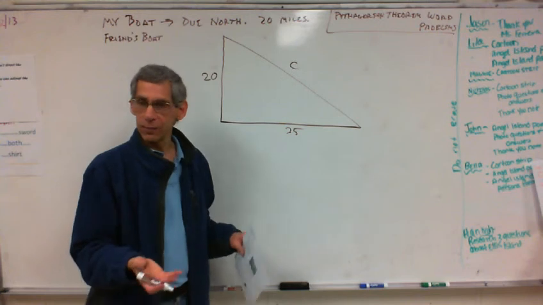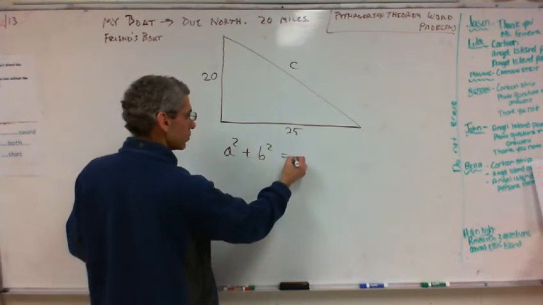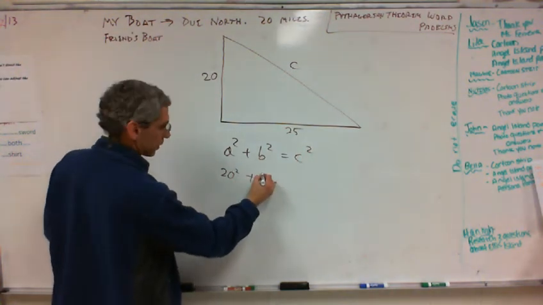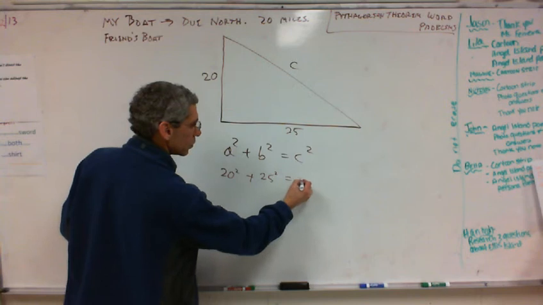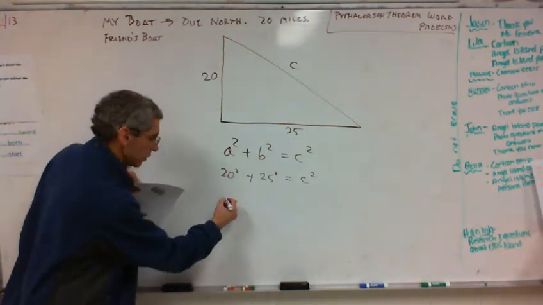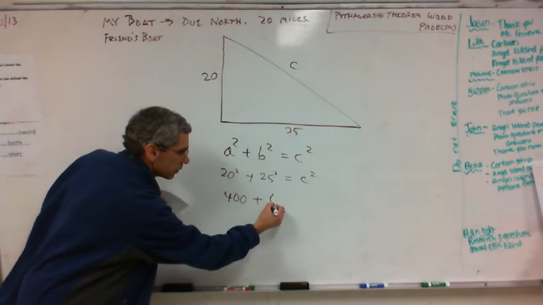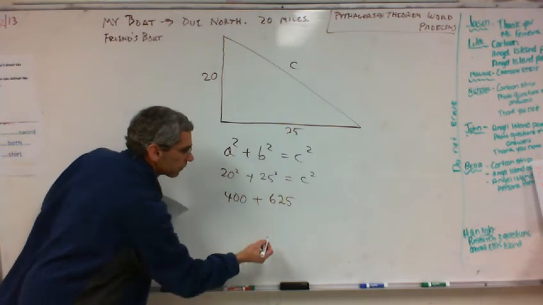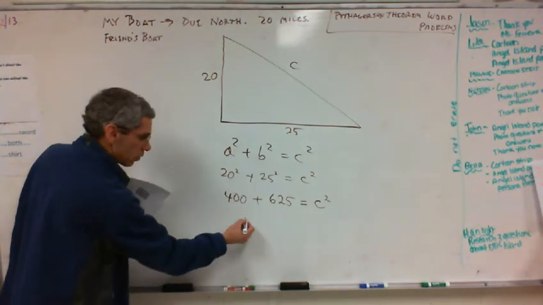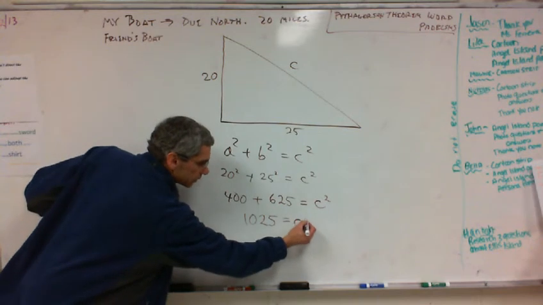So it's a squared plus b squared equals c squared. So I go 20 squared plus 25 squared equals c squared. So what's 20 squared? 400. Does anybody know what 25 squared is? 500. I think it's 625. Yeah, if I'm not mistaken. Equals c squared. So that's going to be 1025 equals c squared.